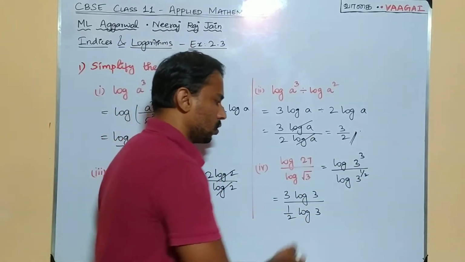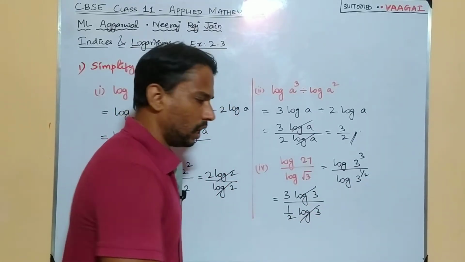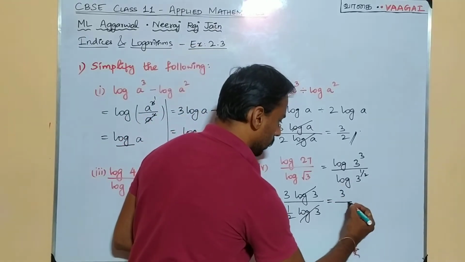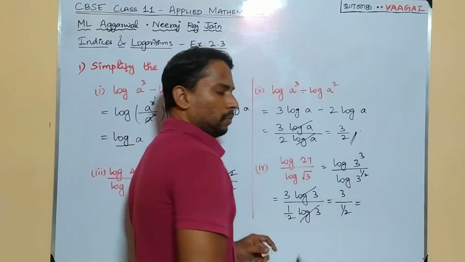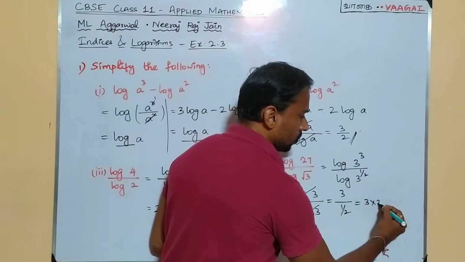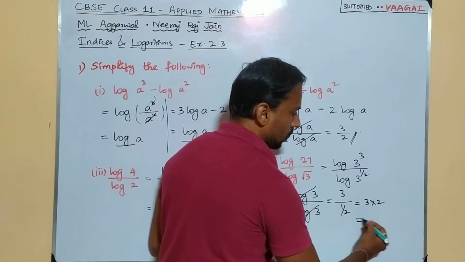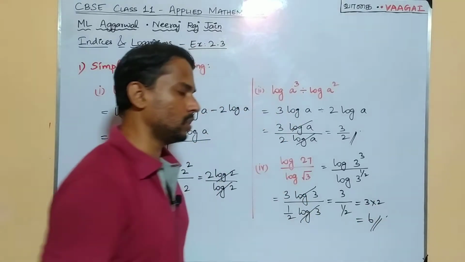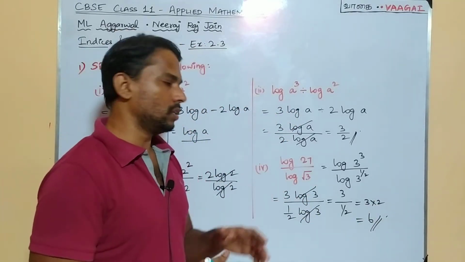Now as usual I can just cut this log 3 and log 3. So I will be simply left with 3 divided by 1 by 2, which is nothing but, this 2 I can bring into the numerator position, it will become 2. So 3 twos are, the answer is going to be 6. So 6 is the final answer for this subdivision.